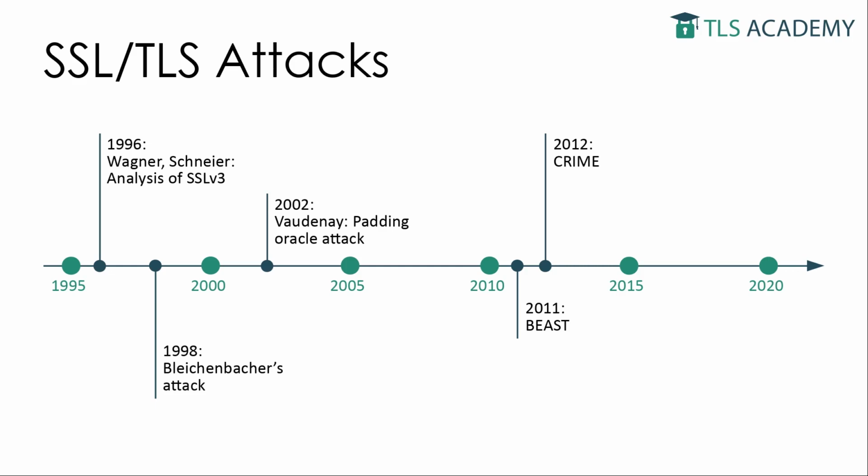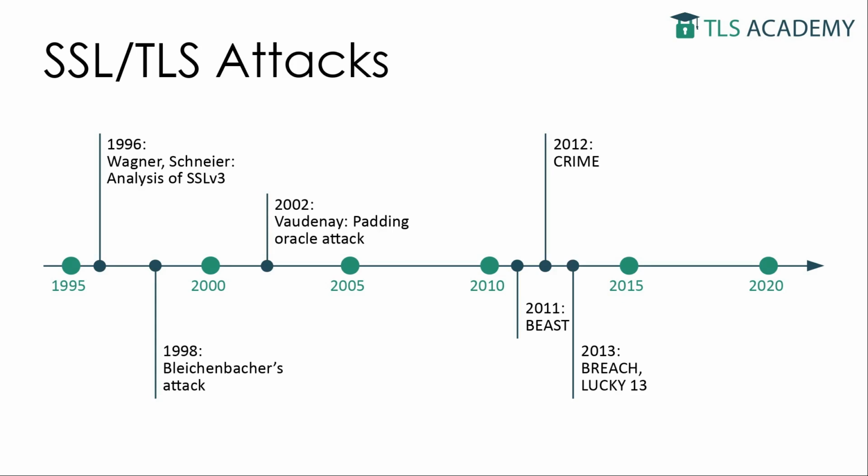In 2012, there was the CRIME attack. This attack targets TLS compression techniques. Essentially, in TLS compression, data that contains more redundancies gets more compressed. An attacker can exploit this and recover session tokens. The mitigation for this is to disable TLS compression. In 2013, the BREACH attack was published.